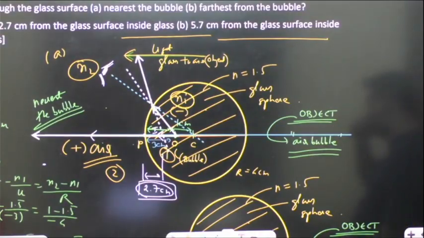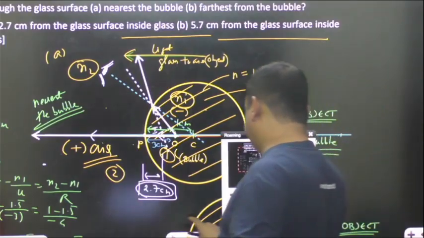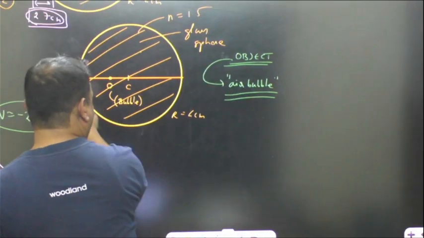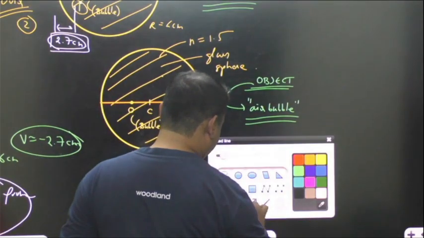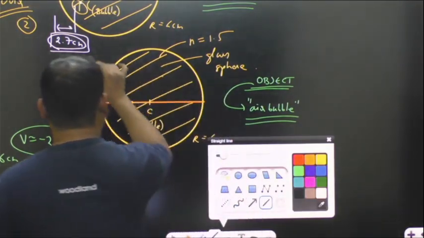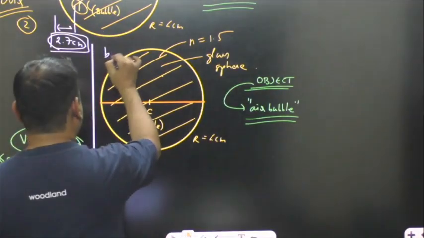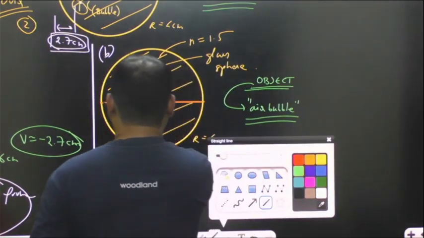This is when you are observing the bubble from the side when the bubble is nearest to you. Now let's come to case B. You are observing the bubble from the side when the bubble is at maximum distance, that is, farthest from you. I have already pasted the same figure. Let me make the principal axis now.